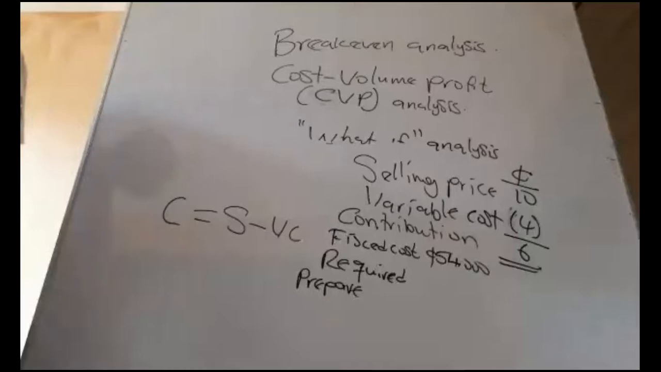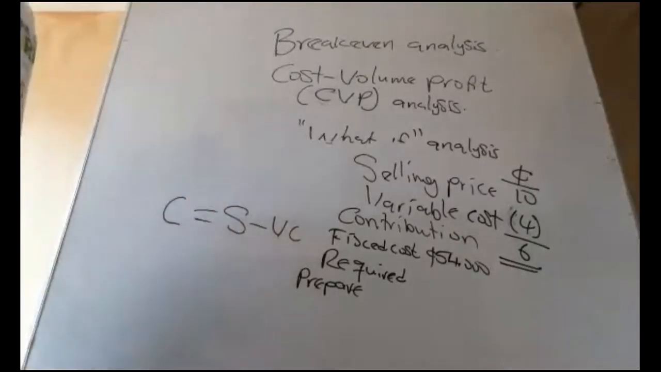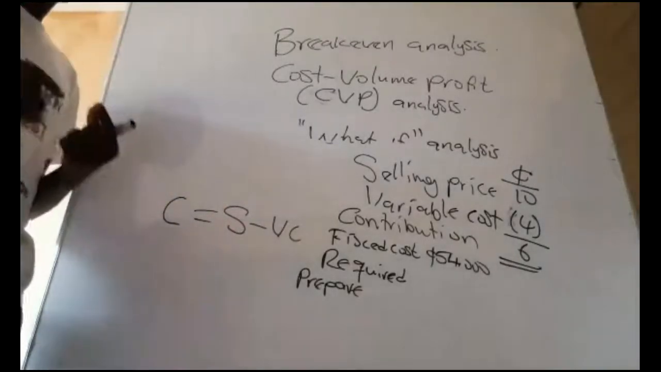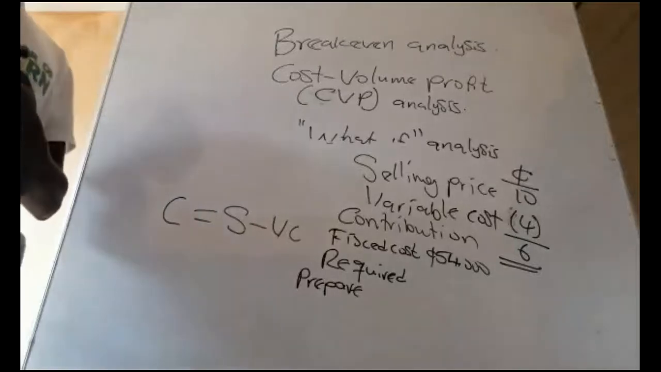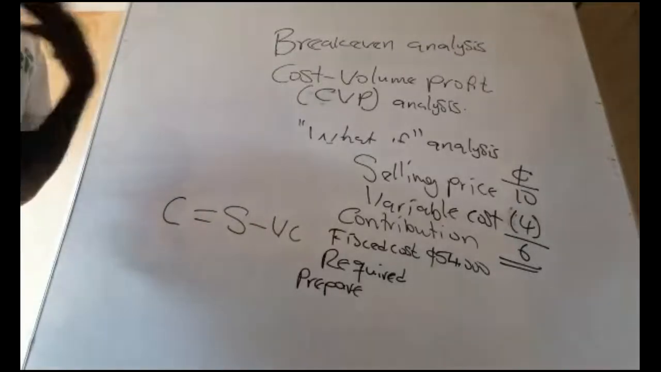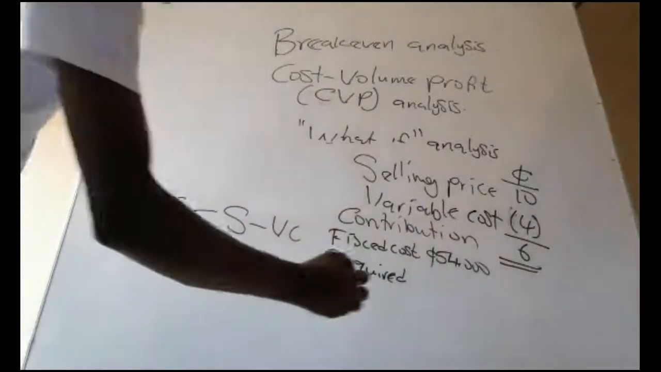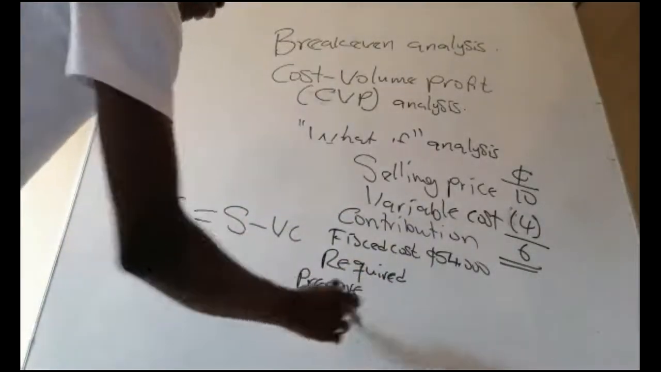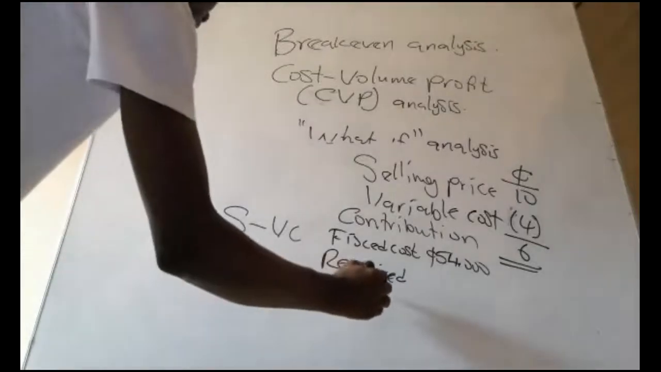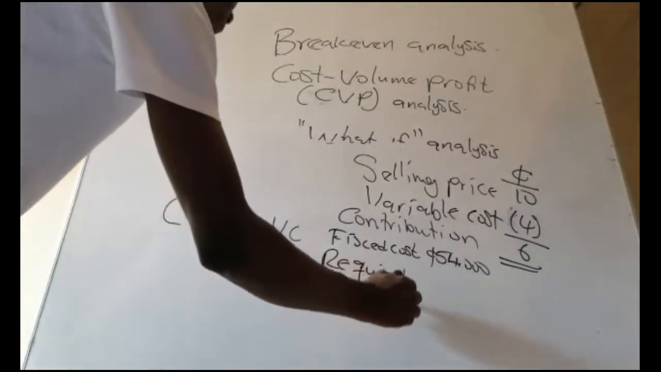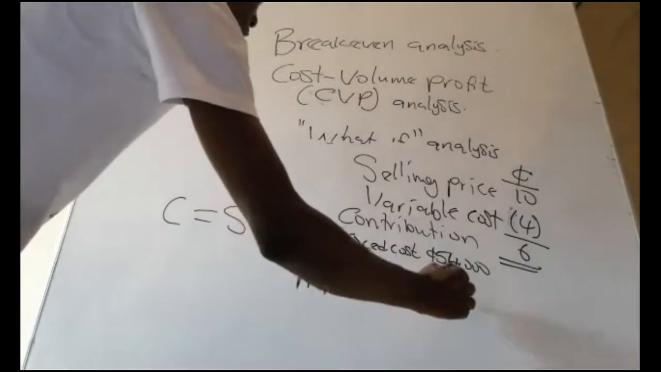Good. Prepare operating statement, which is the same as what? Profit statement or income statement. That's the term that we will use. At the unit of activity level, prepare income statement.